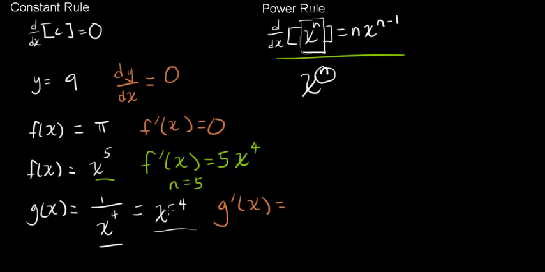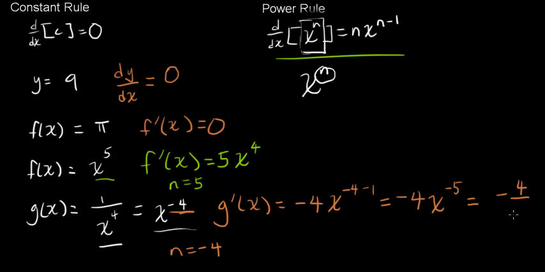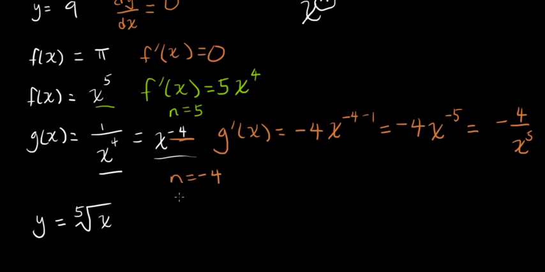What is g prime of x? Well, the derivative of x to the nth power, in this case n is equal to negative 4, from the power rule is n, which is negative 4, times x to the n minus 1, well, n is negative 4, minus 1, which is negative 5. So negative 4 times x to the negative 5th, and we can bring the negative exponent down, so it's negative 4 over x to the 5th. Let's try the last one.